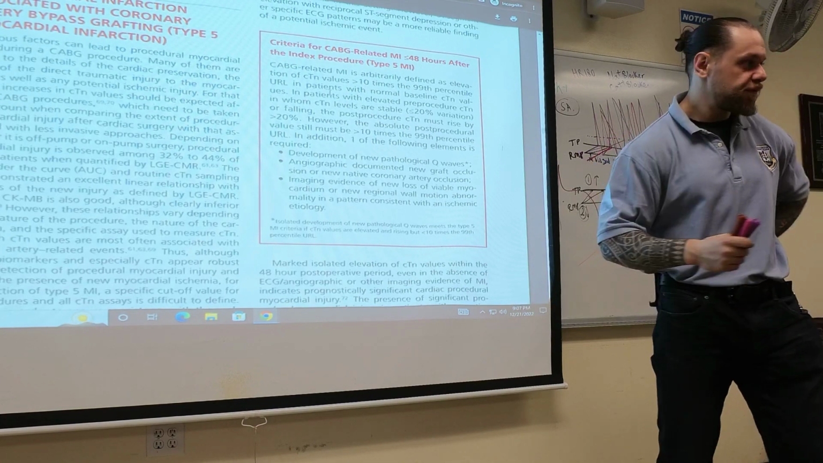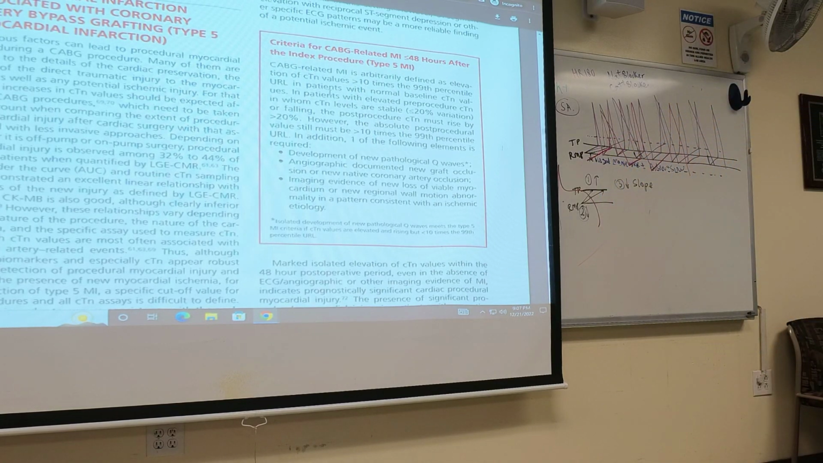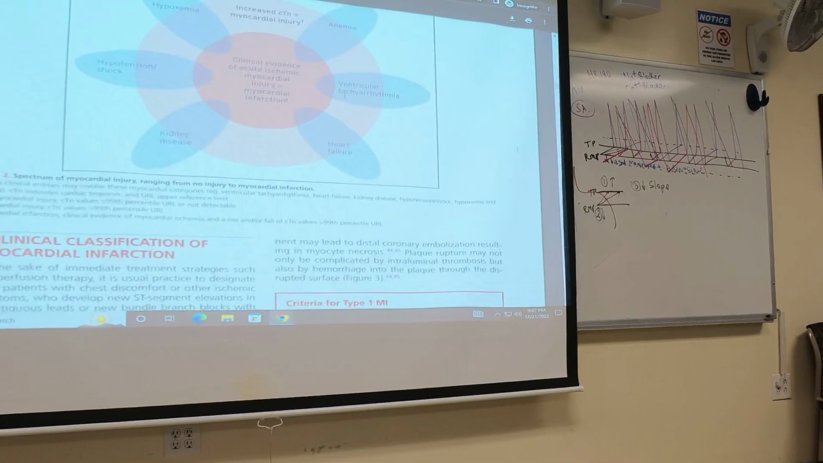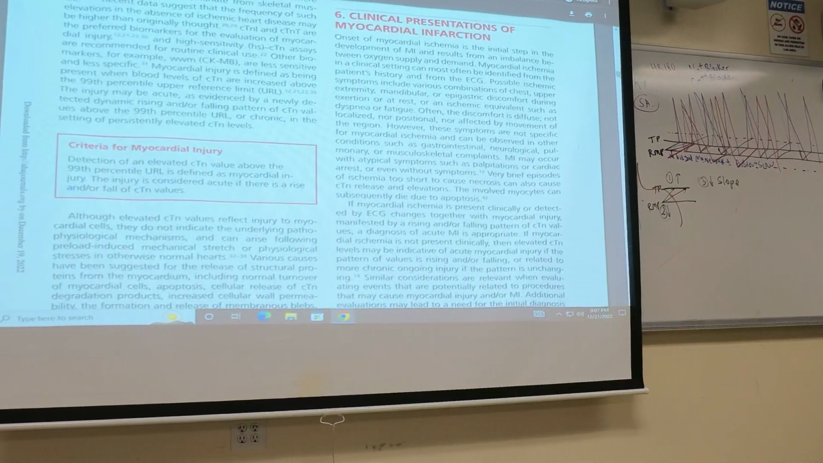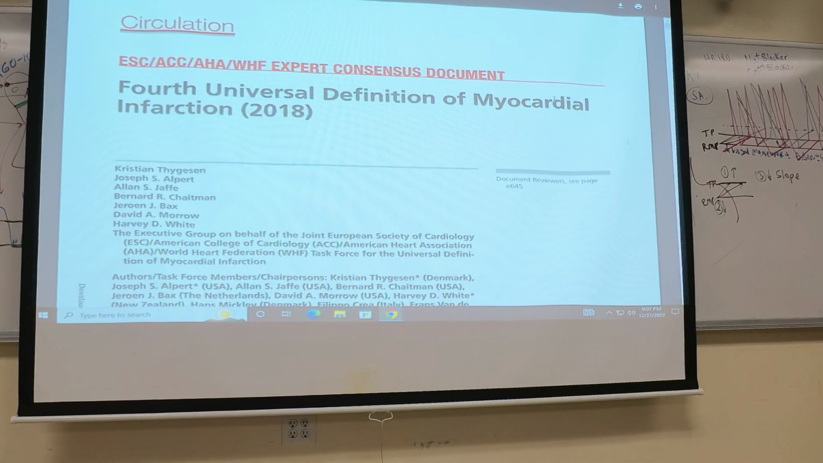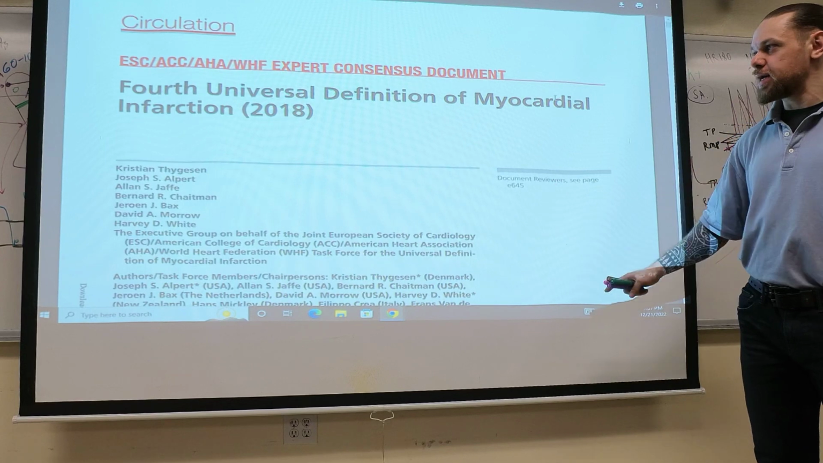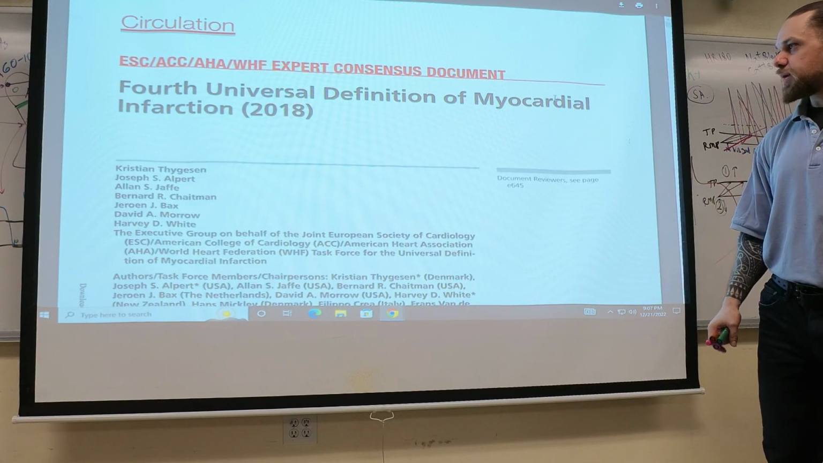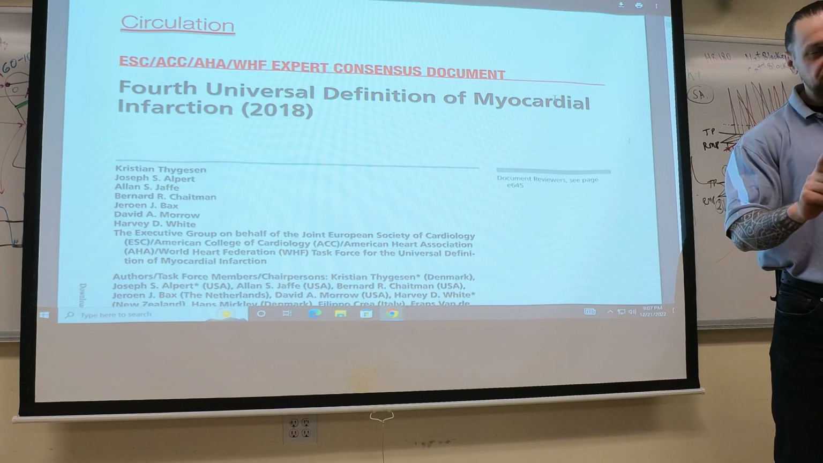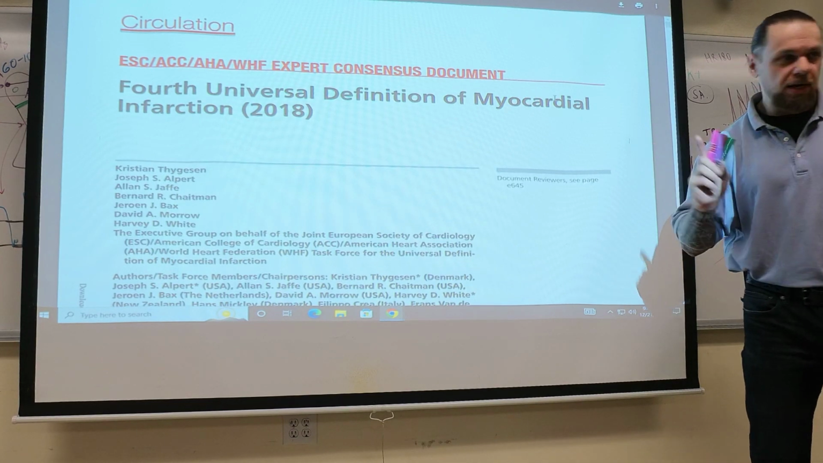Hopefully that's clear. If you want to read about it, are you going to post this? I'll post the slides, and I'm talking about this paper. The paper's already posted on the group. Azaria sent it. If you want to, you could take a picture. It's called the Fourth Universal Definition of MI, so you could read it. And then I'll give you a break in a moment. One thing I want to show you.